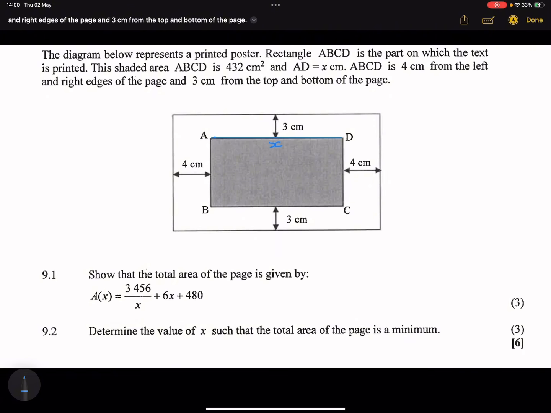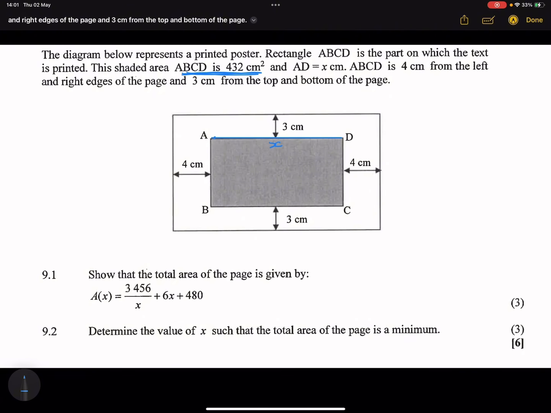Okay, so this is what we are seeing there. Right, and they say to you, show that the total area of the page is given by that formula over there. Now, ladies and gents, I want you to please note, right? So remember what we're given. We're given the shaded area, right? They've told us that it's given by that value there.